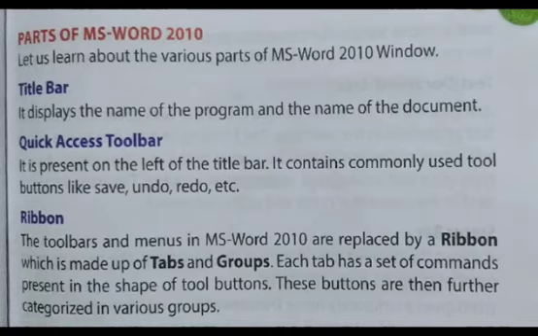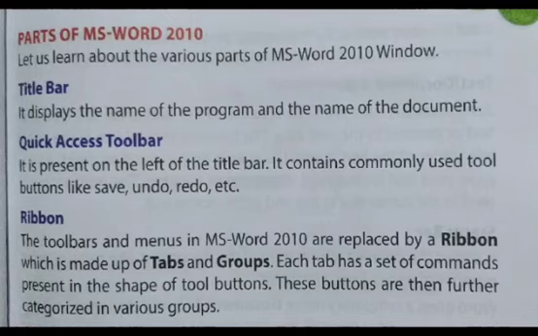Next, parts of MS Word 2010. There are various parts in MS Word 2010. Let's discuss about this. First, title bar. It displays the name of the program and the name of the document. At the upper side of the display, there is a bar called title bar. In this bar, you can display the name of the document or the program.